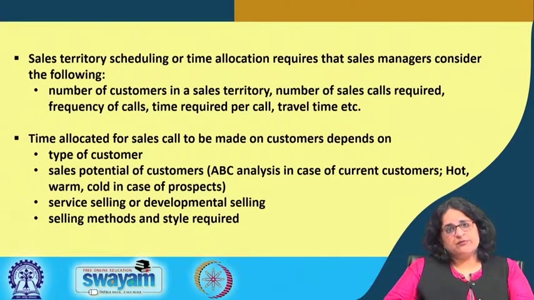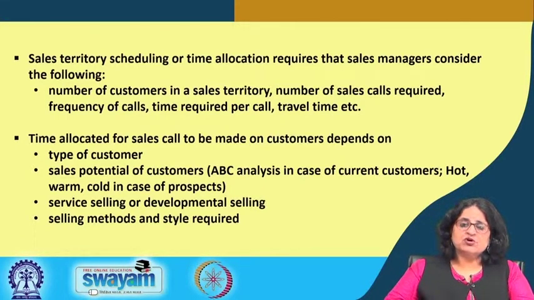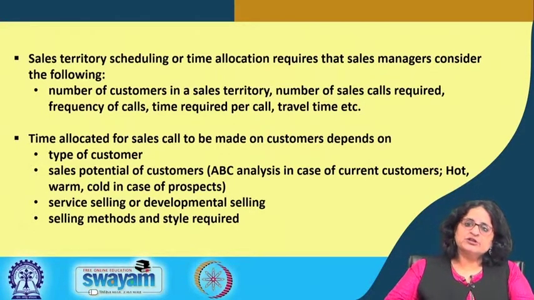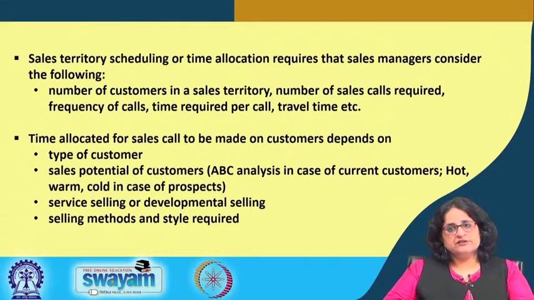Now, territory scheduling or time allocation requires that sales managers consider the following: the number of customers in the territory, the number of sales calls required, the frequency of the calls, the time or the duration spent on each call, time required for travel, etc. So, the time allocated for sales calls to be made on customers all depends upon the type of the customer, the sales potential of the customer, ABC in the case of current customers, hot, warm and cold in the case of prospects, and the service, whether it is service selling or developmental selling, and the selling methods and the selling style required.